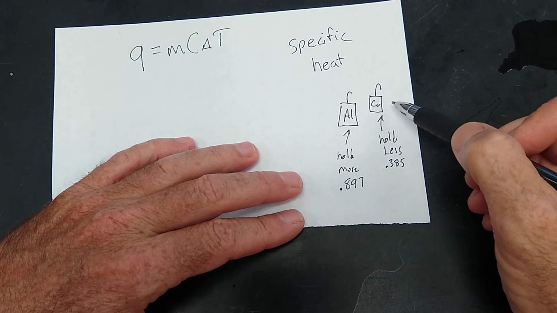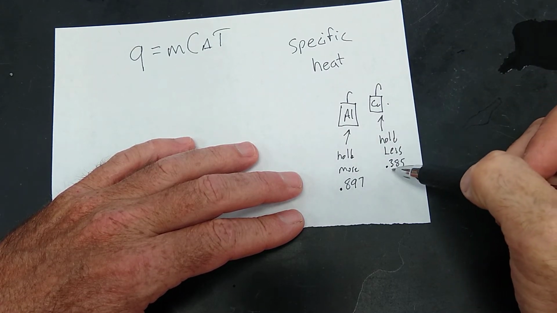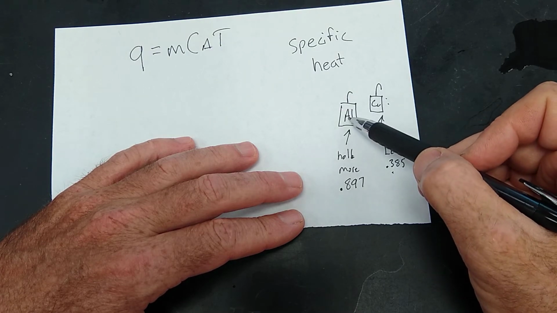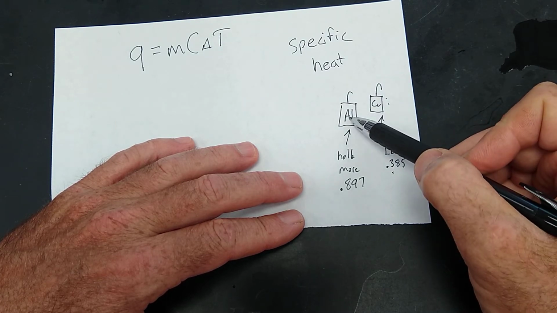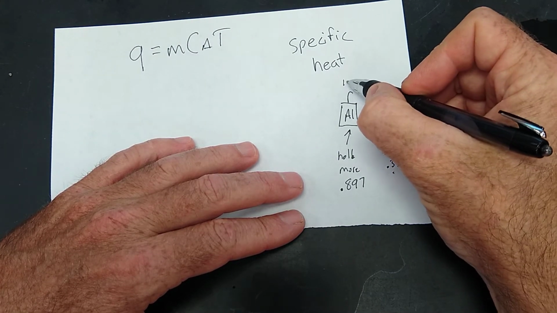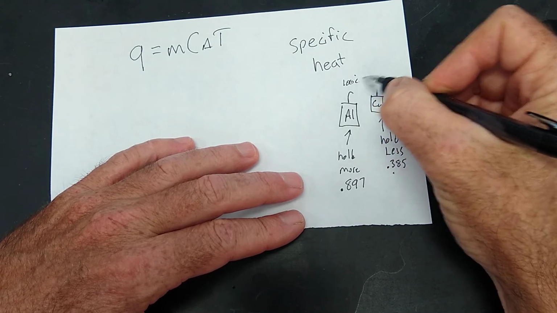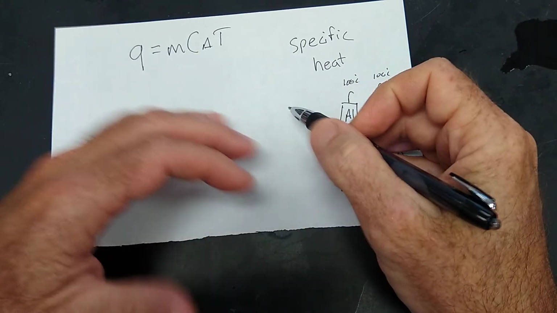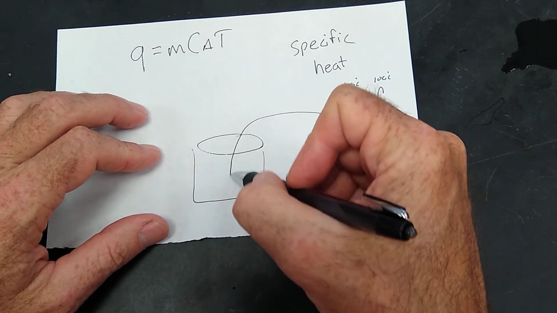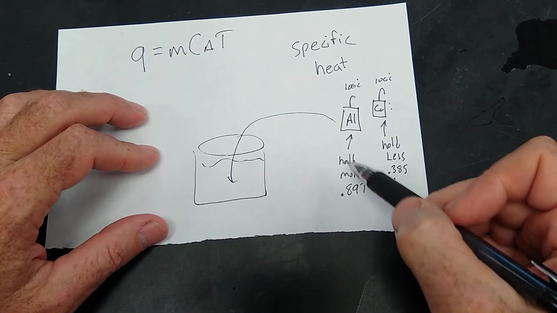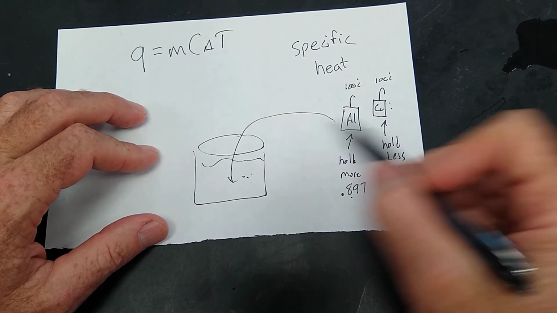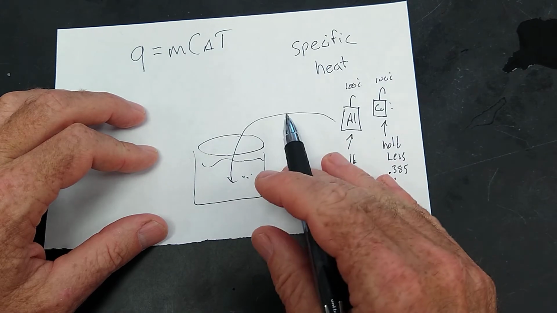So if you're trying to heat up copper, it only takes 0.385 joules of energy to heat it up. Since it takes more energy to heat the aluminum up, it holds more energy. So let's say you had each of these at like 100 degrees Celsius, and you got a cup of water here. If you put the aluminum in there, since it has a higher specific heat, it'll warm the water up more than if you put the copper in there, even though they both weigh the same.